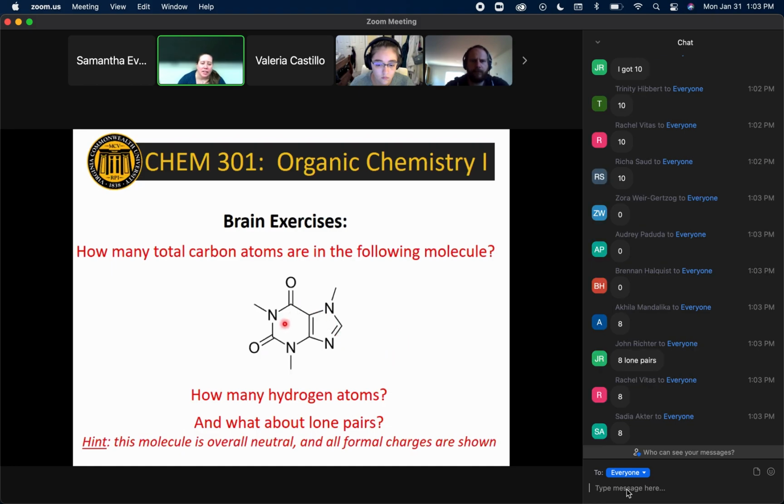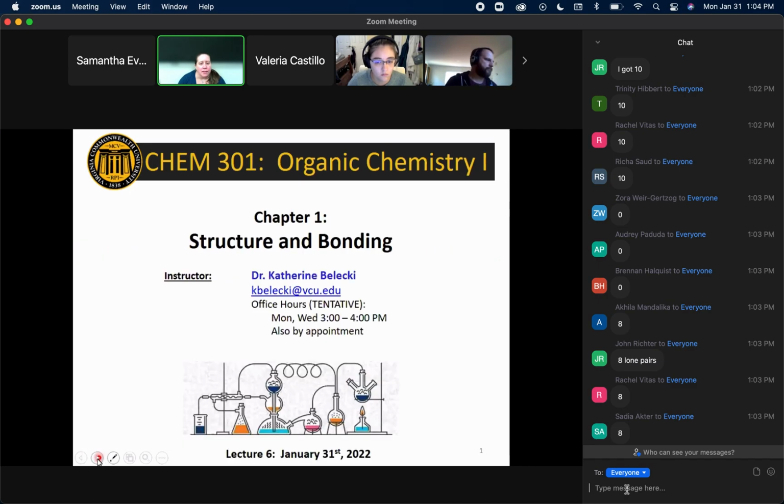That's exactly right. If you look at what it would take to satisfy an octet and a formal charge of 0, every single one of these nitrogens would have a lone pair on it. So that makes 4 lone pairs for the nitrogens. And then these oxygens, both this one and this one, would each have 2 lone pairs. So that's another 4. All right, great job.